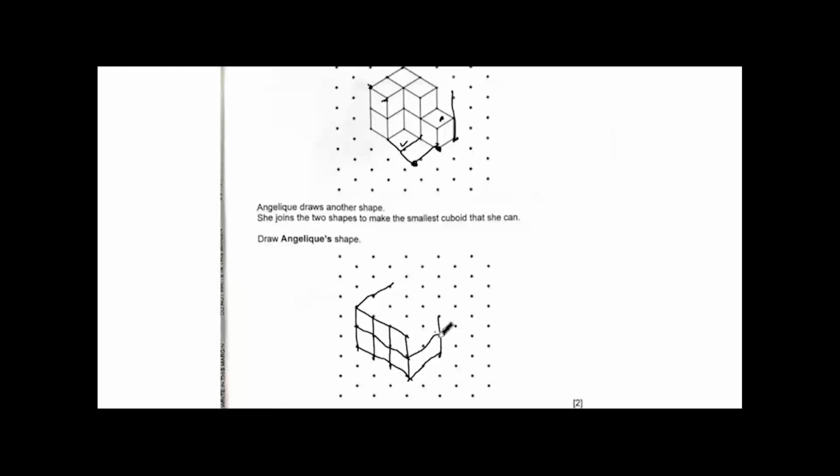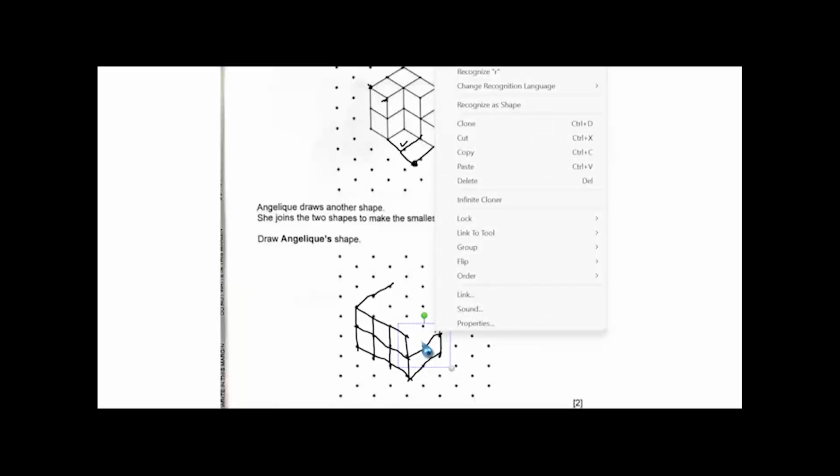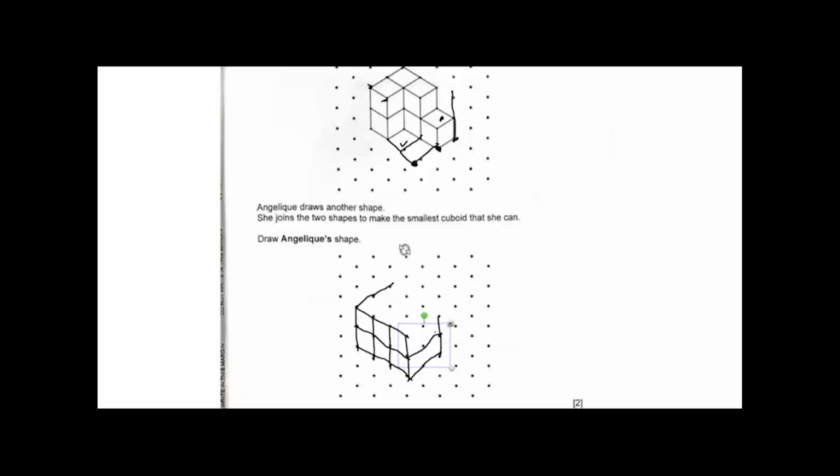Let me redraw that. So let's join this one again like this. Then you can join this one as well like this. Then you can join this one like this as well. No, let's redo that.